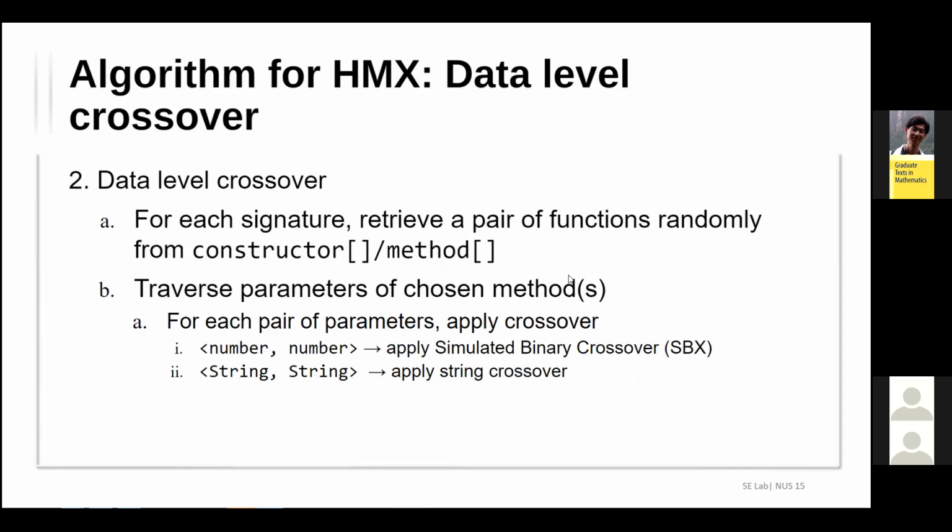So this is the part where we actually do the crossover. For each signature in the keys of the map, we retrieve a pair of functions randomly, and then we traverse the parameters, and for each pair of parameters, we apply a different crossover based on the type. The authors mentioned that they've implemented two crossovers for two broad categories of variable inputs: strings and numbers. Numbers being char, int, double, float, long, this kind of number formats. So there are two types of crossovers we can apply: the simulated binary crossover and a string crossover.